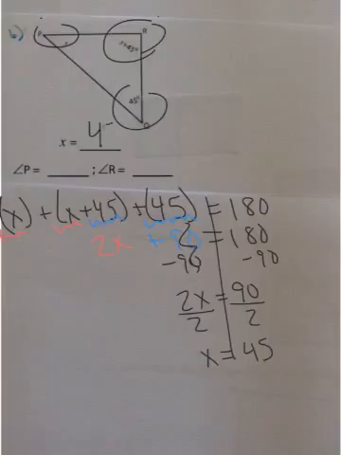So x is 45. Now let's actually figure out the angles. So angle P is x. Well, x we just said is 45, so that's 45. And angle R is x plus 45. We said x is 45, so 45 plus 45, that will give us 90 degrees.